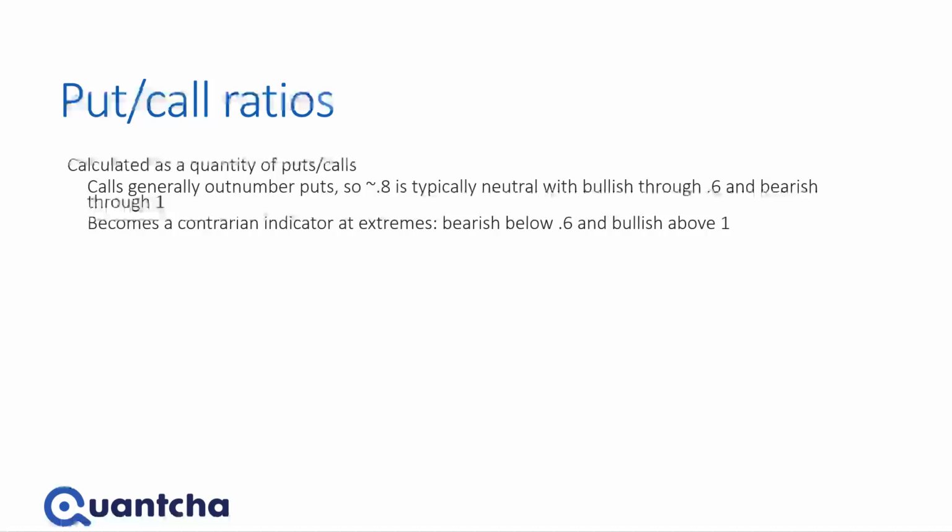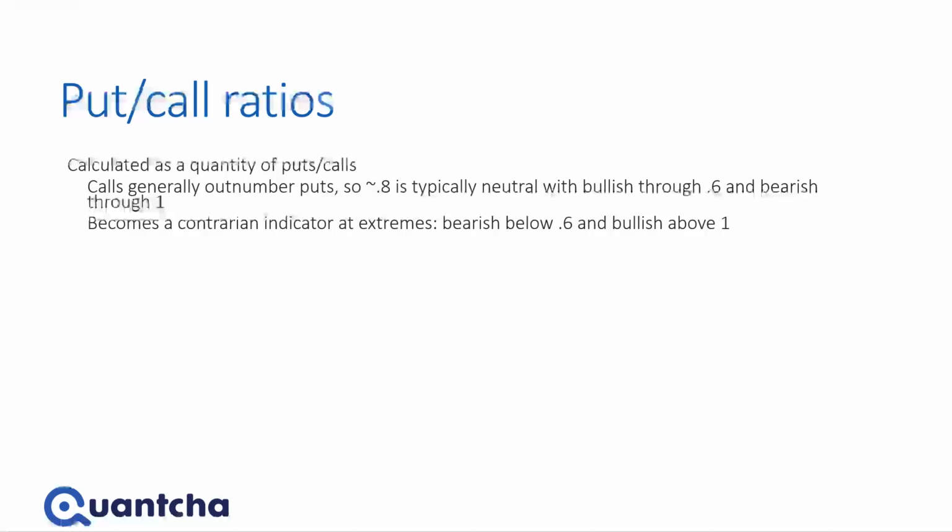So since calls generally outnumber puts, what you'll see in the market, and this is just a function of current trader psychology, is that 0.8 is typically around neutral. As you move downward towards the 0.6 mark, you'll reach a bullish sentiment peak, and the bearish sentiment peak is if you move upward towards 1.